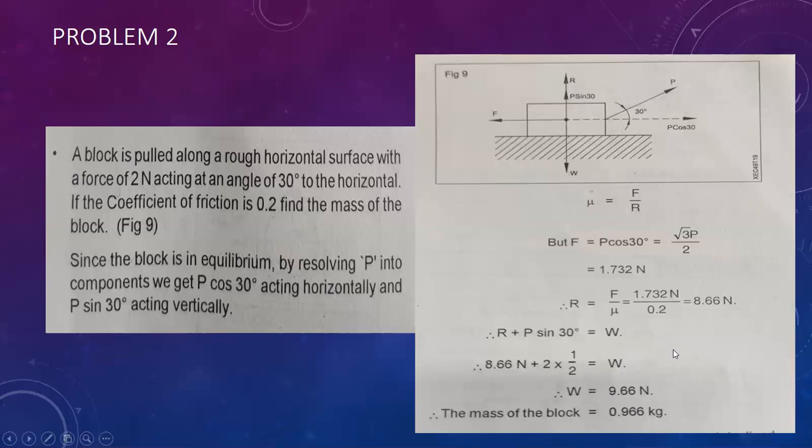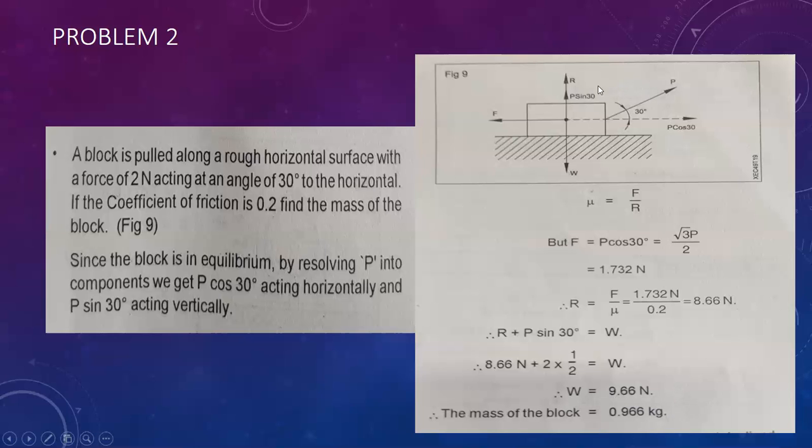So you have to find mg. W is equal to mg, or m is equal to W by G, where G is the acceleration due to gravity. You can take it as 10. So W is 9.66, and m is equal to W by G, which is 9.66 divided by 10, or 0.966. So dividing 9.66 by 10 you will get the mass, 0.966 kilogram.